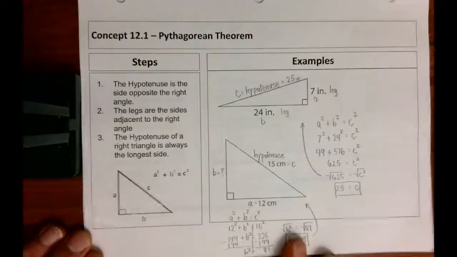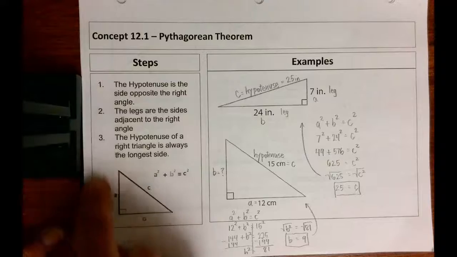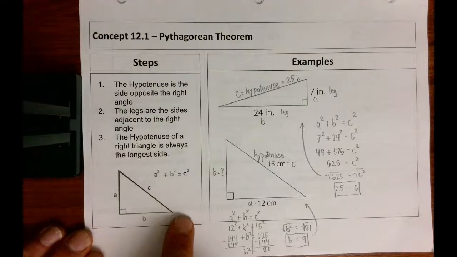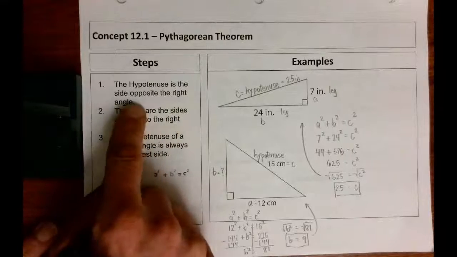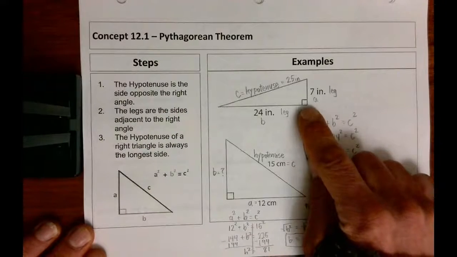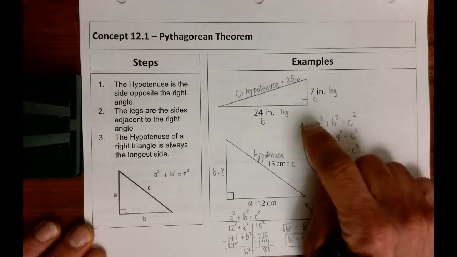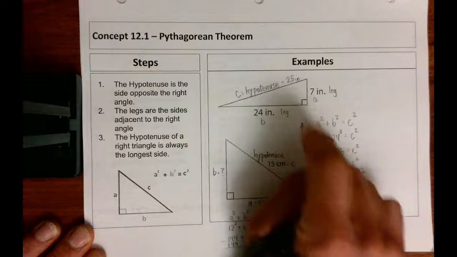Okay, and we go on to the next page, and what we've got is a couple of examples. Okay, again over here we've got kind of the same thing, the description, the definitions, the hypotenuse. We know that that's opposite of the right angle. So over here in this example, here's my right angle, that little box marks that. And the hypotenuse, or side C, the longest side, is right here.